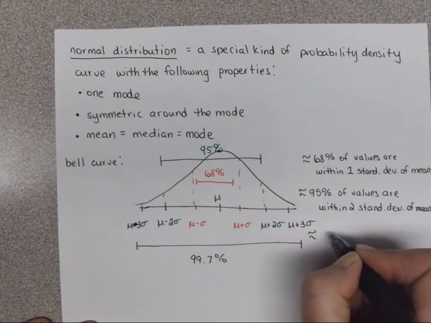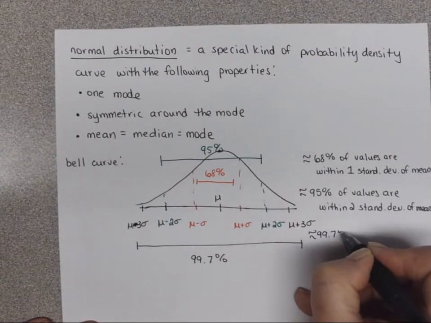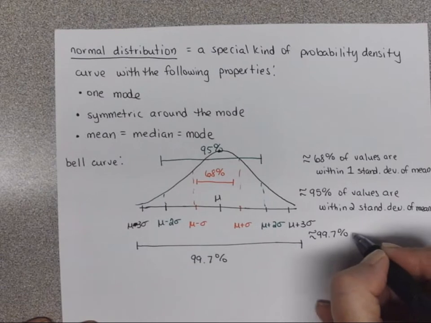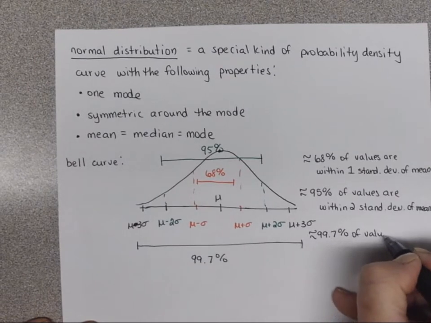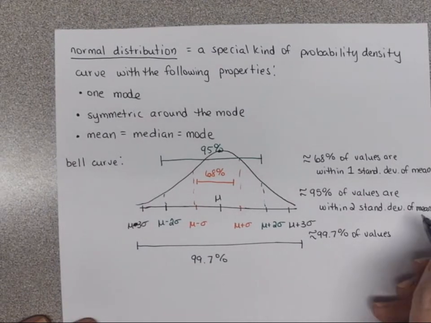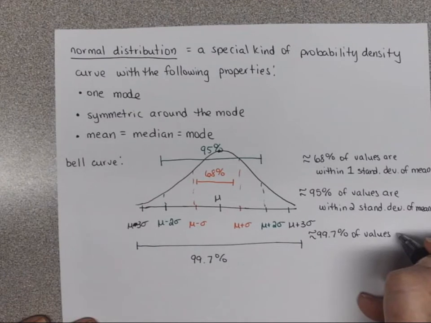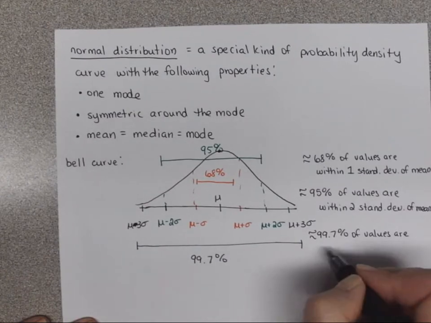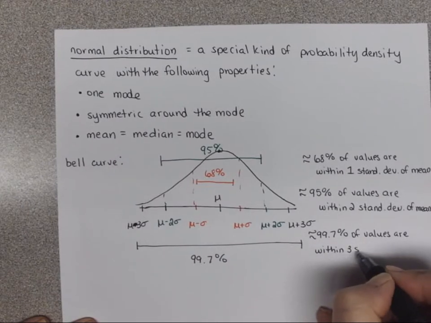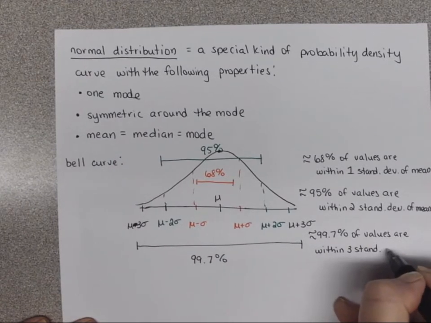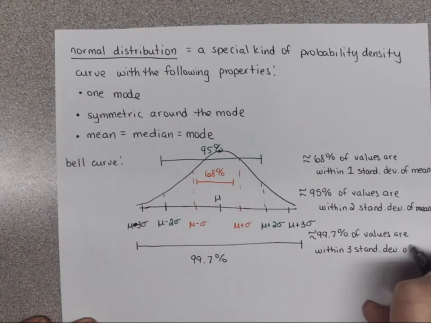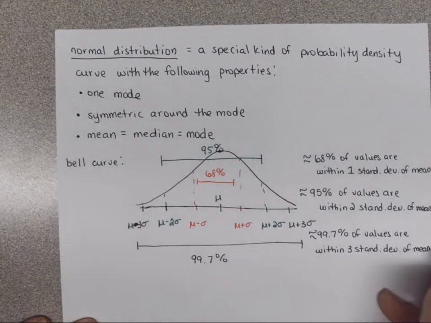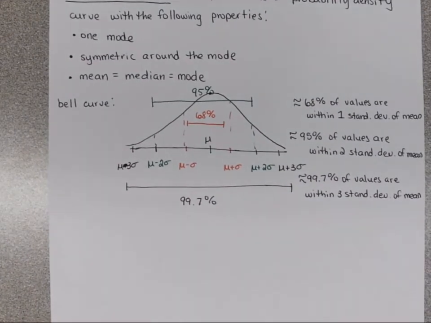And then finally, 99.7, which we used the term almost all before, but we're going to be more specific now. 99.7% of the values are within 3 standard deviations of the mean. In other words, we're not going to have a very good chance of being outside of this. There is a chance, but it's not a very good one. If you think about it, there's a 0.3% chance that we're outside of that window.